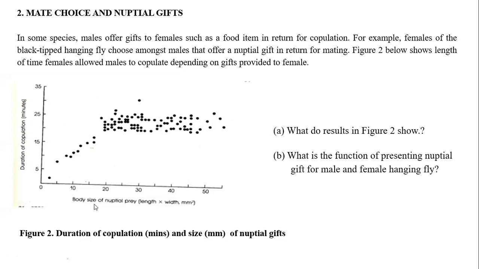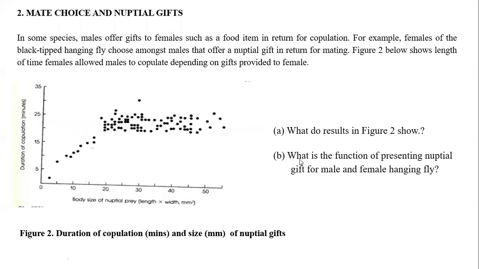So we can actually see that on this particular graph, there is an increase in duration of copulation with increase in body size. As the body size increases, there's an increase in duration of copulation. But when we reach a certain size, maybe about 25 here, an additional larger size of the body of the prey doesn't give us an increasing amount of copulation. So there's a kind of leveling off at about 25. So now we have our trend.